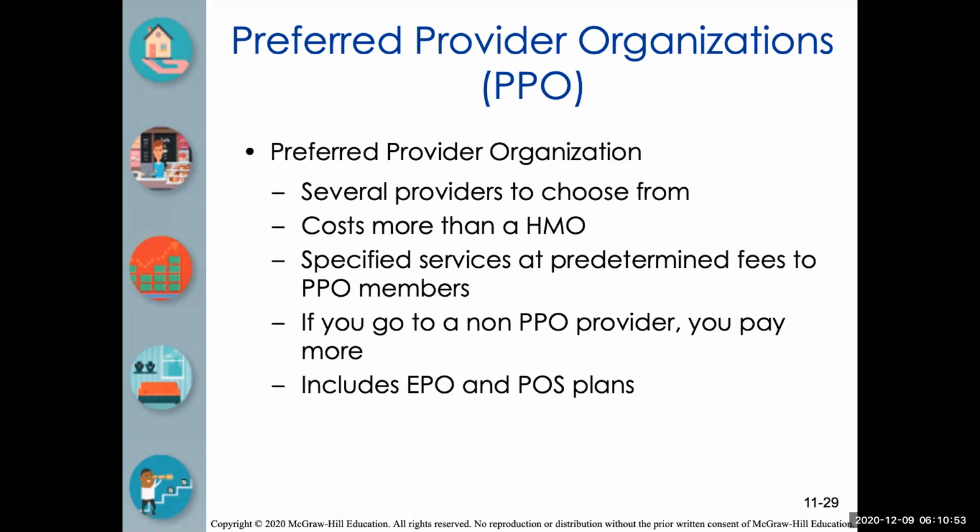But again, HMO is going to be your cheapest option, but you have very little choice. You have no choice. You're told who to go to. You have the PPO, which is going to be more expensive than the HMO, but you get a broader range of service providers. And then you have the option to do POS, point of service, where you get to choose wherever you'd like to go. You go out of network, but you're going to pay even more to have that maximum flexibility.